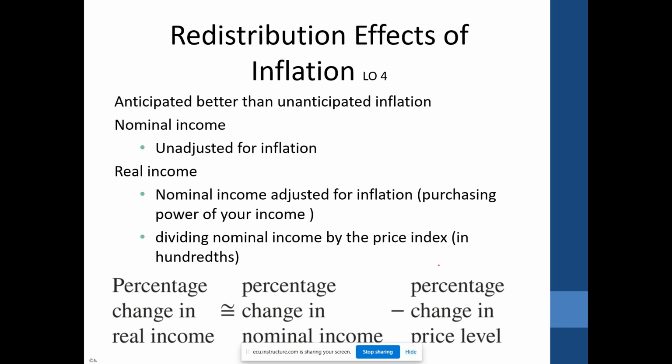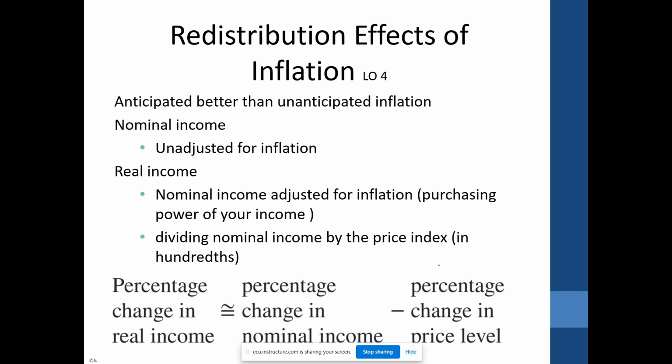Nominal income is the dollars received as wages, rent, interest, or profit. Real income refers to the purchasing power of your income, or how much can be purchased with your income. Real income can decrease even with an increase in nominal income if the inflation rate is higher than the increase in nominal income.